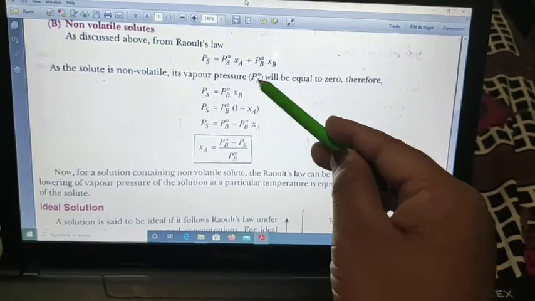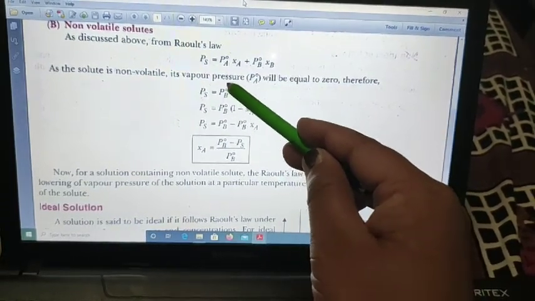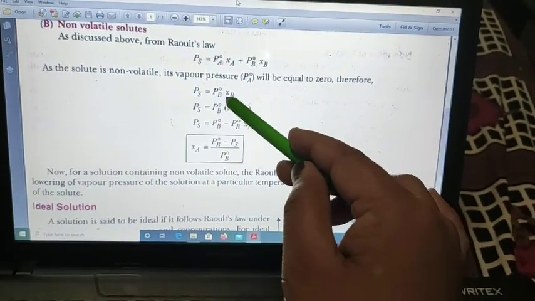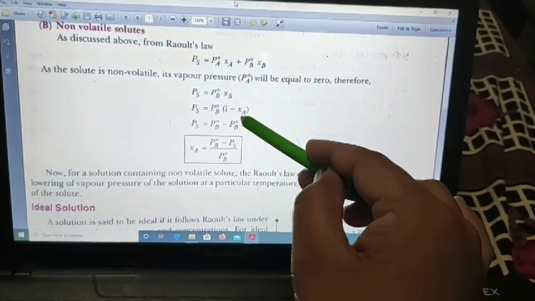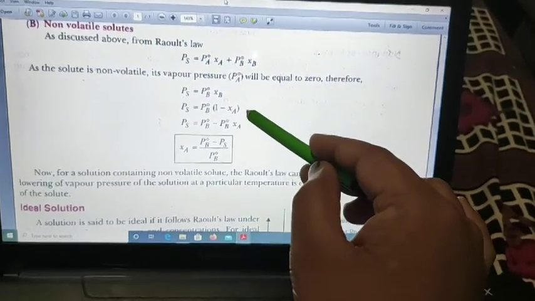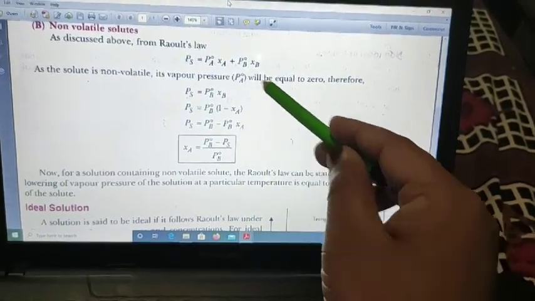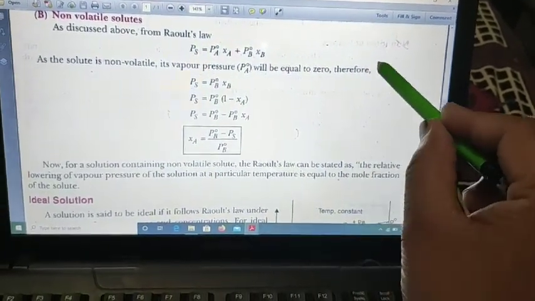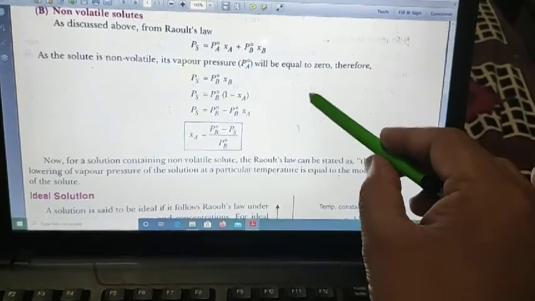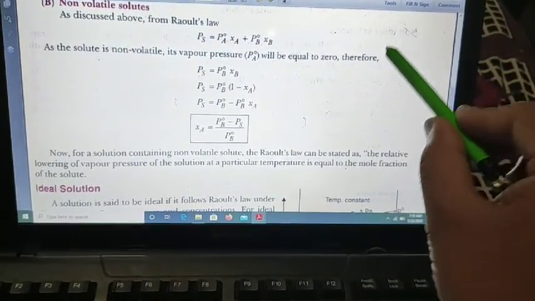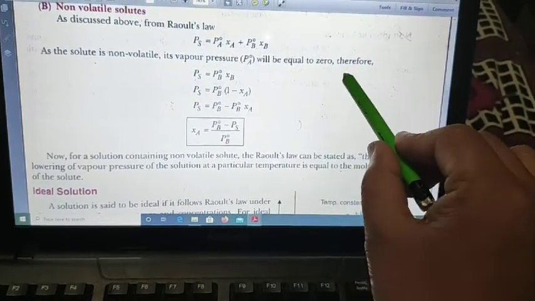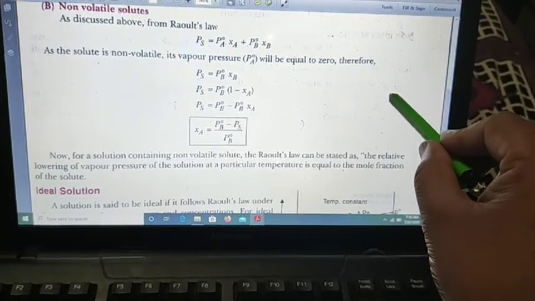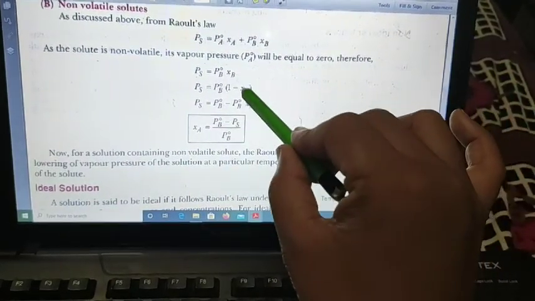PS will be directly equal to PB naught times XB, where A is the solute and B is the solvent, as we know. Now once again over here, XB is replaced by 1 minus XA. This comes from the mole fraction definition: the total mole fraction of the solution is 1, unity. That comes from the mole fraction of the solute plus the mole fraction of the solvent being equal to 1. That means XA plus XB equals 1. Therefore XB will be equal to 1 minus XA.